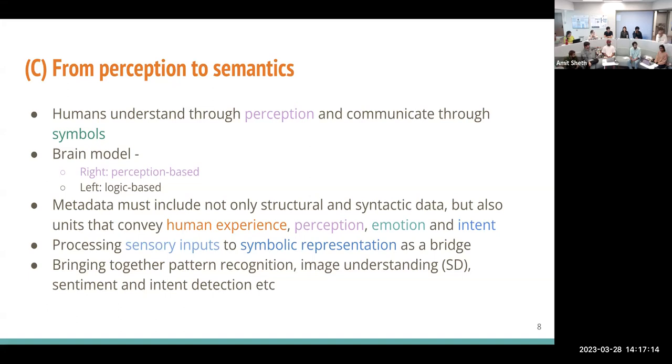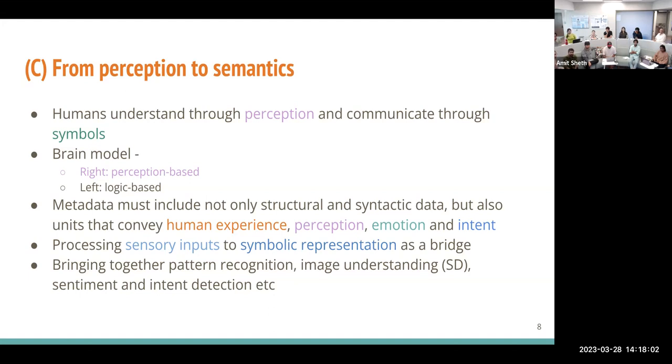Just an important point: the semantic cognitive perception that these guys talk about in computing has evolved since this time. Right, absolutely. So the right side is perception based and the left side is logic based. The systems these days are pretty good at handling the logic-based part, but the perception-based part, I believe, is still somewhat of a challenge. The next point is that it is not sufficient to just have structural, syntactic data; we would also like to have some idea of human experience, perception, emotion, intent, and so forth.